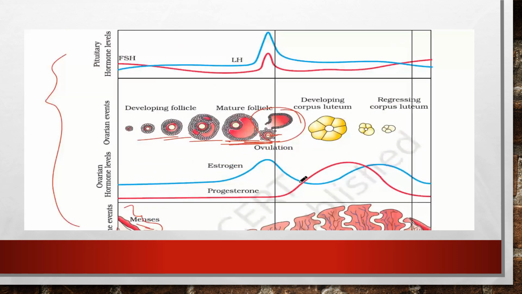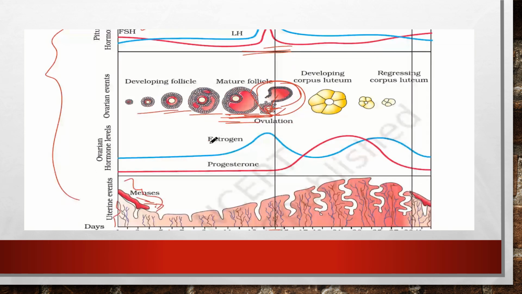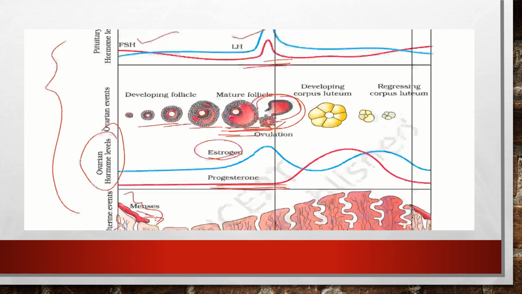Now you can see during this follicle maturation, the pituitary hormones LH and follicle stimulating hormone levels rise when there is ovulation, that is the rupture of this mature follicle and the coming out of the ovum. So then the LH and FSH surge is happening. Then the estrogen surge is also happening. This is the ovarian hormone. During this time, the progesterone is at the base level. There is no rise in progesterone. Only estrogen, LH and FSH, these three hormones are at their surge.